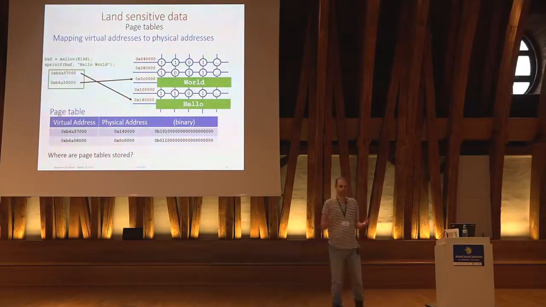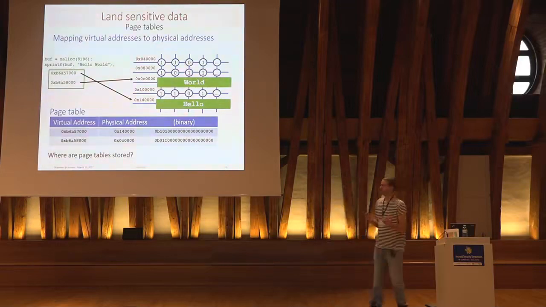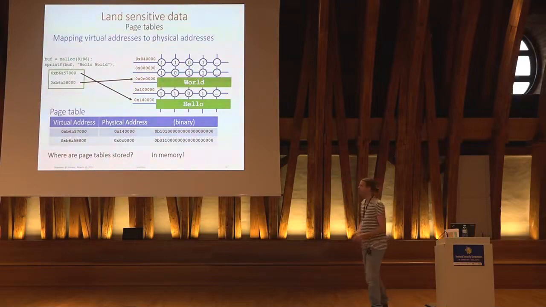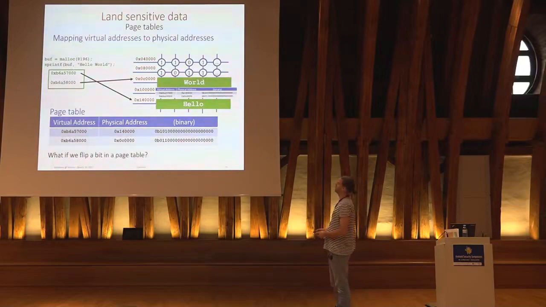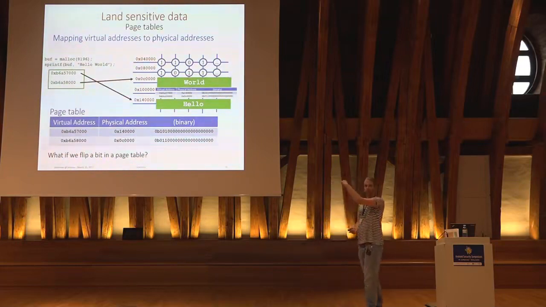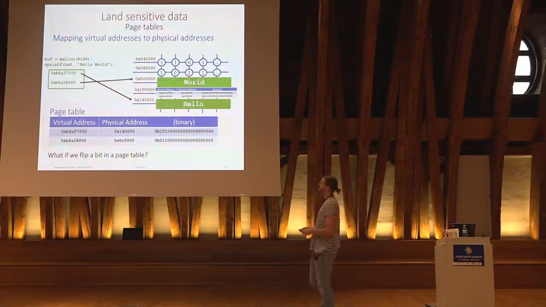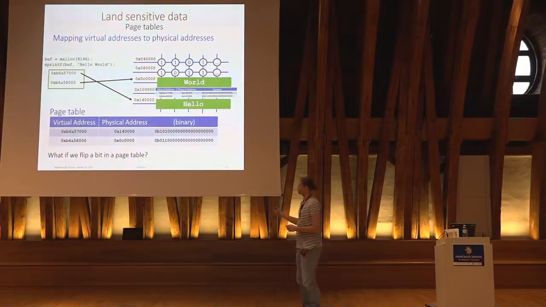The question, however, is these page tables, where are they stored? So, of course, they are stored in memory. Let's say they are stored here, somewhere in between the buffer. Now, we can read from hello and world over and over again and flip bits in this page table, maybe, if Drammer turns out to be working. But what happens if we do so? What happens if you flip a bit in this page table?